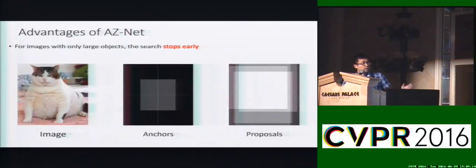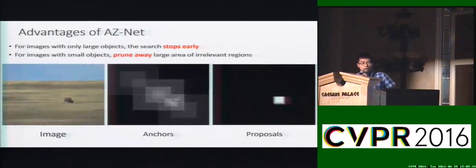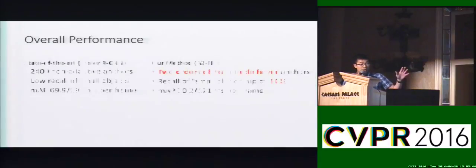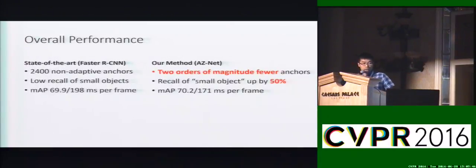Here we are showing examples of the actual boxes generated from our algorithm, such as the anchors and the proposals. We basically just overlap all of those boxes, so brighter spots mean more overlapping. Here you can see that for this cat picture, the search actually stops after just one layer of exploration. And for images with small objects, what happens is that our algorithm prunes away a large area of irrelevant regions. So what you can see is this gradual zoom-in perspective, and also the proposals.